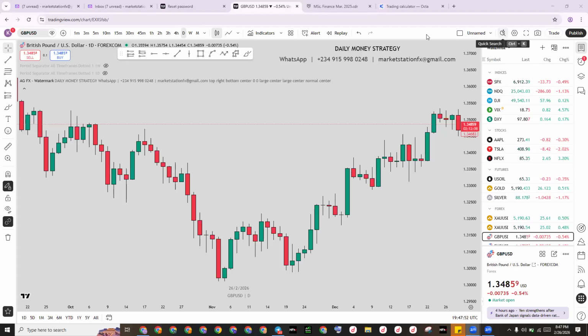Okay, so welcome back to daily money strategy, and we are done with the introduction, right? We ended somewhere because of my battery power, and we are continuing now. So I said we have several models, right? The first model we have is the two candle model, right?